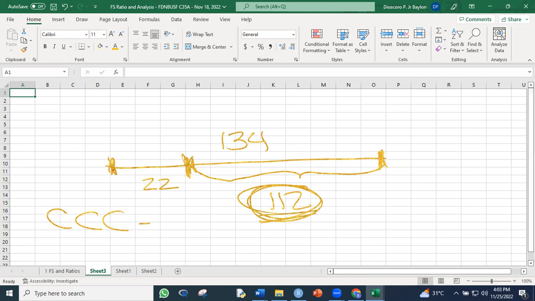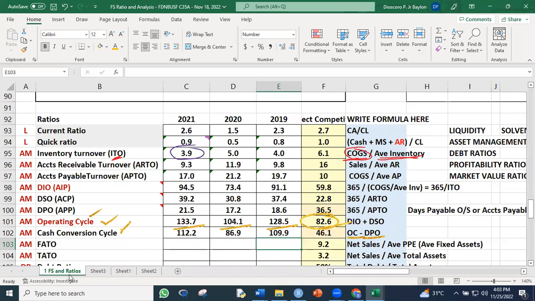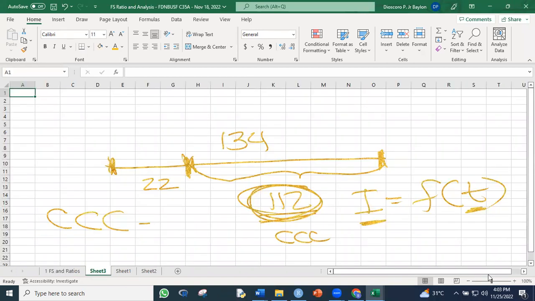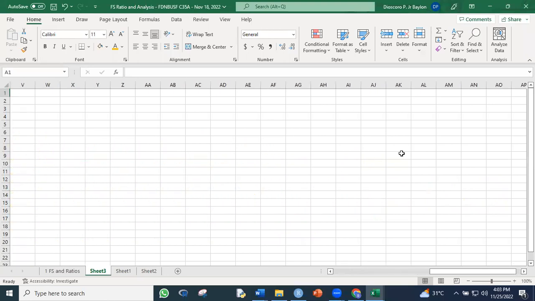And we know that the higher the financing days, the higher will be the interest expense, because the interest expense is a function of time, right? We learned that in the first few sessions. Ang interest natin is dependent on time. The higher the term of the loan, the higher will be the interest. Okay? So this is your cash conversion cycle. And the cash conversion cycle of our competitor is only 46 days. It takes the competitor only 46 days to have their financing.